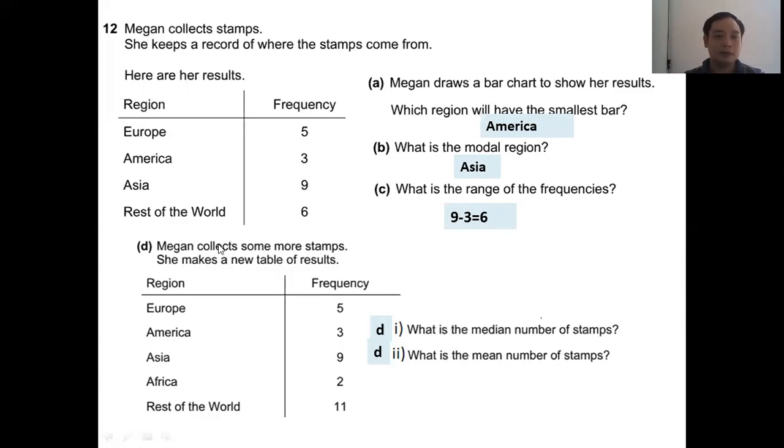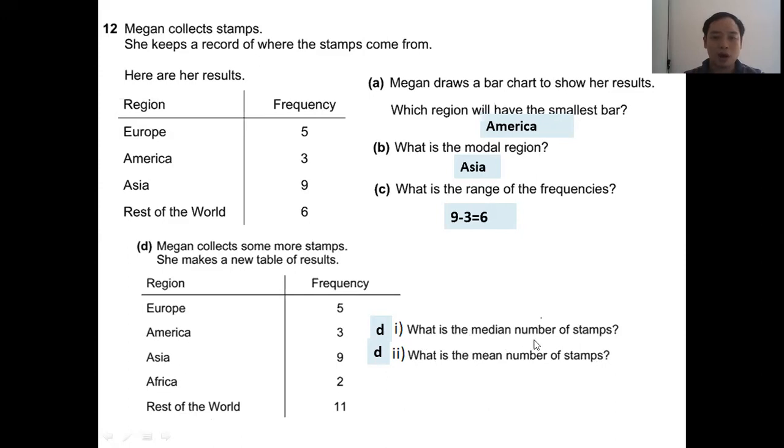D. Megan collects some more stamps. She makes a new table of results. Region, frequency. Europe, 5. America, 3, Asia 9, Africa 2, rest of the world 11. 1. What is the median number of stamps? 2. What is the mean number of stamps?